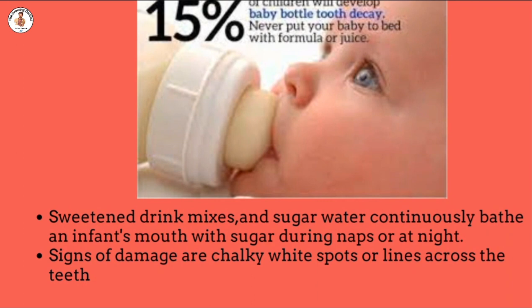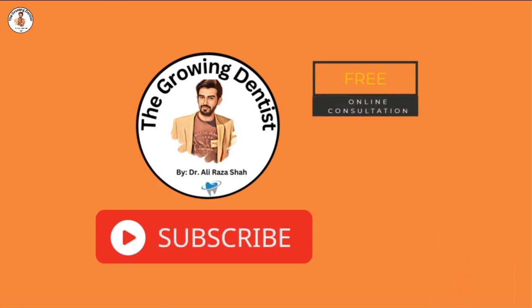The bacteria in the mouth use this sugar to produce acid that destroys the child's teeth. The first signs of damage are chalky white spots or lines across the teeth. As decay progresses, the damage to the child's teeth becomes obvious.